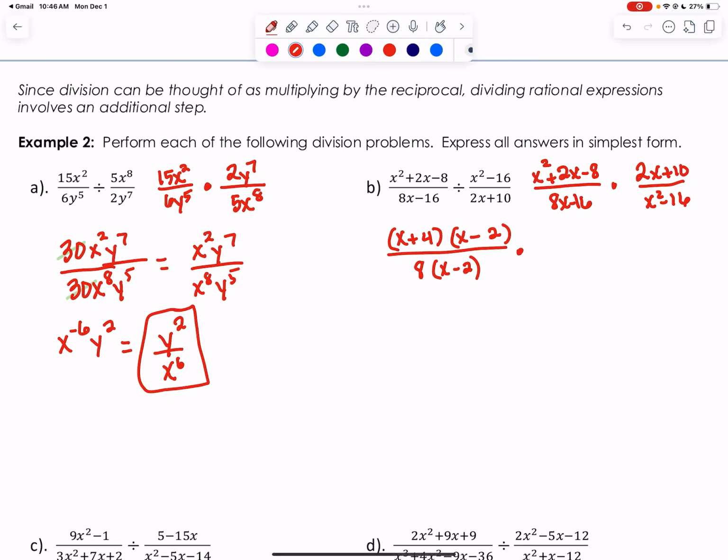Our second fraction, 2x plus 10, we can take out the 2. That would leave me x plus 5. And on the bottom, we have x squared minus 16, which is a difference of 2 squares. And we'll factor to x plus 4, x minus 4. All right, now write this as all one fraction.